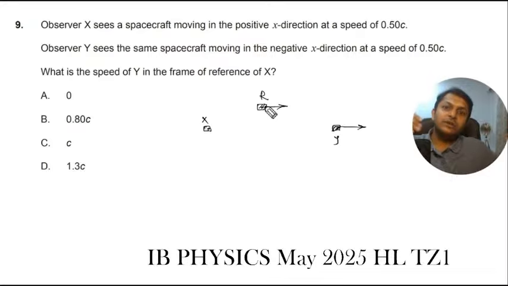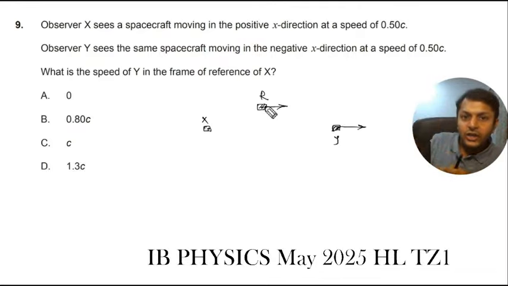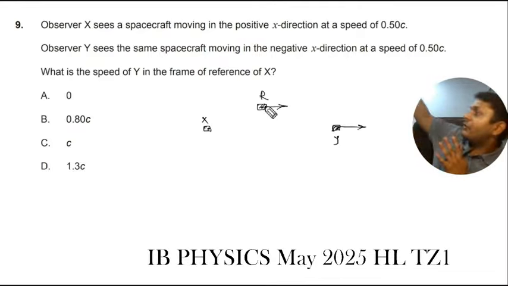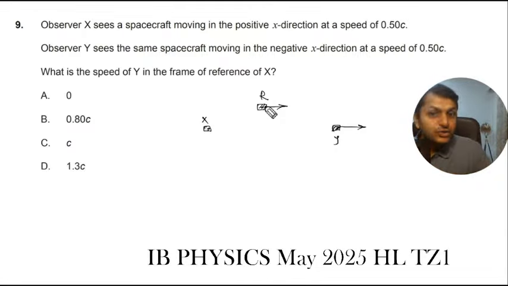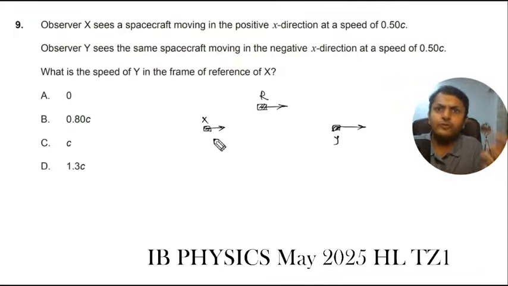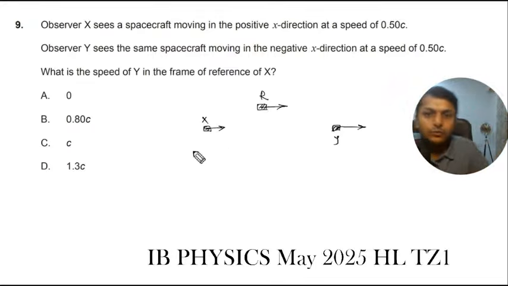So there is a possibility that Y will feel that the rocket R is actually going away from me in the other direction. So that becomes the negative velocity. X might also be moving with a certain velocity. We don't even know where X is moving, where Y is moving. We don't have any clue. This is how we do this question.